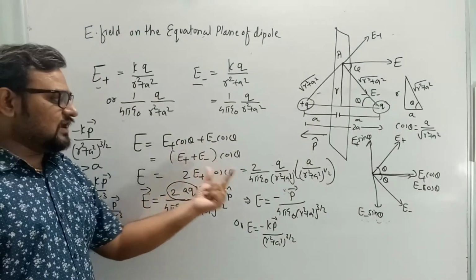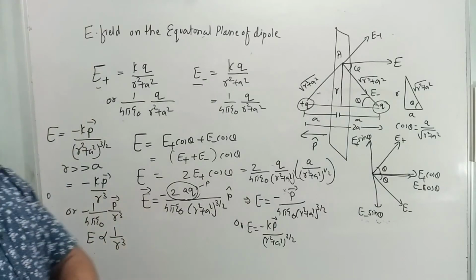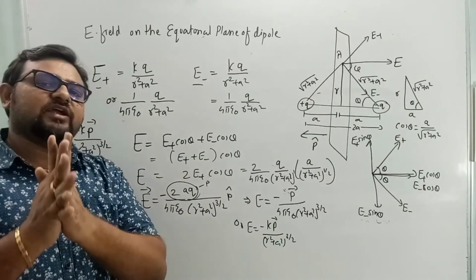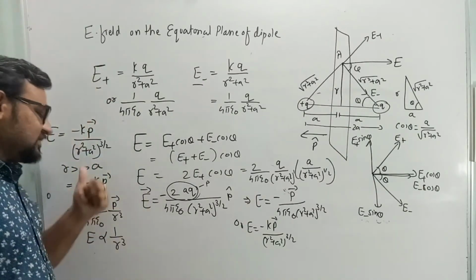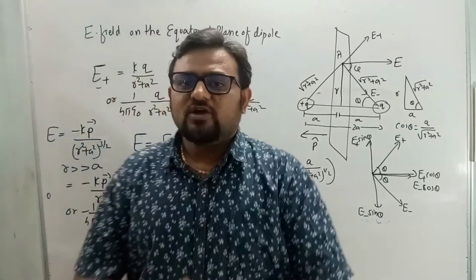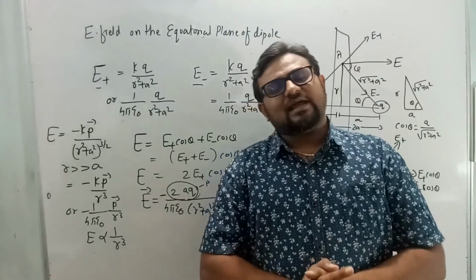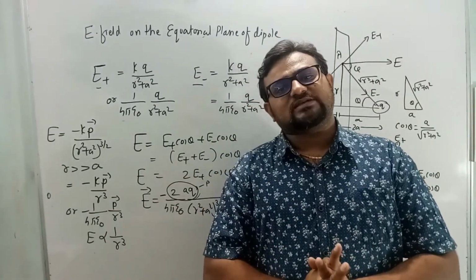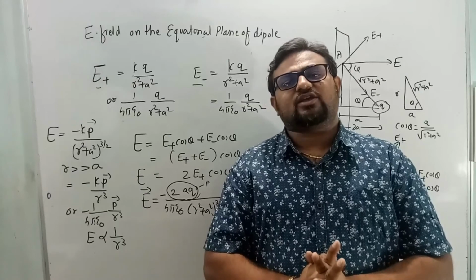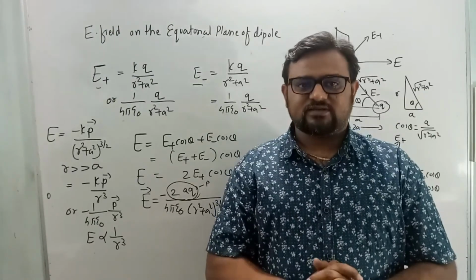Putting the value of E and finally solving, we get kp by r square plus a square raised to 3 by 2. When r is much greater than a, it will be kp by r cube. So again here also, at the equatorial plane, the electric field falls as 1 by r cube, when you are taking a larger distance.